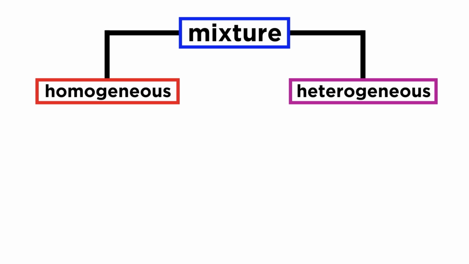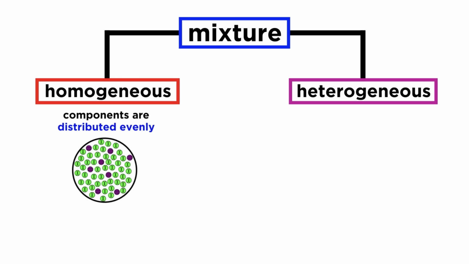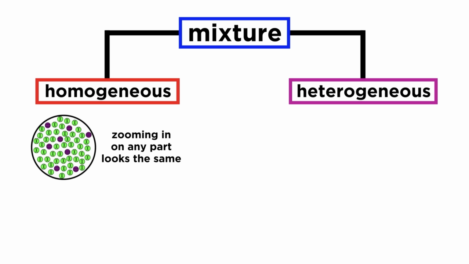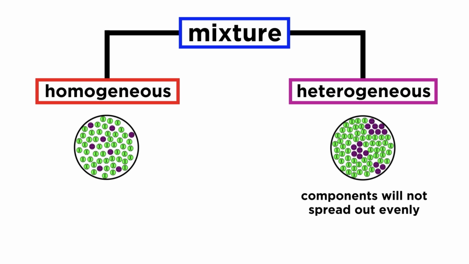Mixtures can be either homogeneous or heterogeneous. A homogeneous mixture involves substances that, when mixed together, are distributed evenly in the container. For example, sucrose dissolved in water. When you put sugar in water and stir, it will disperse evenly within the water, such that if you were to zoom in on any portion of this mixture, it would look exactly the same, with sugar and water molecules moving around one another. By contrast, a heterogeneous mixture will not have its components spread out evenly, so every section will not look the same.